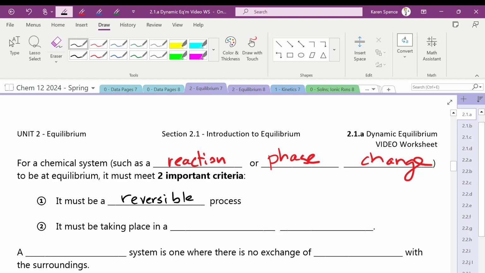So would burning a candle be able to reach an equilibrium? No, because once you burn the candle, you cannot go backwards. You cannot be like, oh, carbon dioxide, water. Even if you trap it, you cannot get the carbon dioxide and water to turn back into wax. Okay. It must be taking place in a closed system.